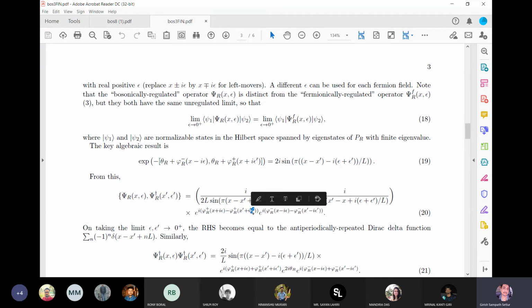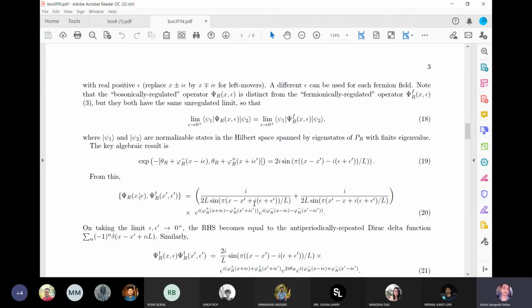So if epsilon dash and epsilon are the same, it is obvious that immediately x dash will tend to x, and this thing will go away, this thing will go away, and then you get one anti-periodic delta on the right side, and this is the correct anti-commutation. So people hurriedly, subconsciously set epsilon dash equals epsilon, and then prove this, and then they dust their hands and walk away. But I was not happy.